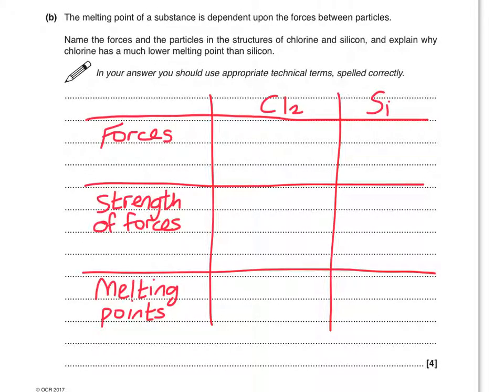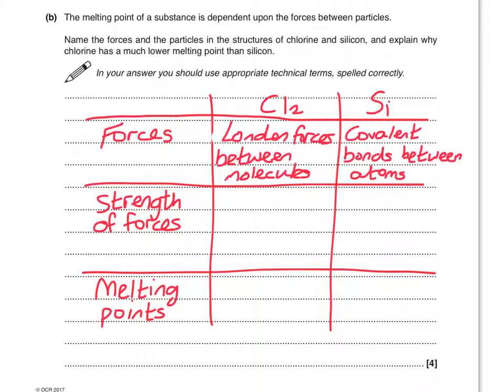Now, one possible way of doing the answer would be to do it like a table, rather than having to do lots and lots of sentences. You could do it bullet point wise as well, obviously, but I'm just thinking about ways in which you can minimize the amount of writing you're having to do. It's important to be quite specific about how you describe the forces. Just saying London forces, for example, wouldn't be enough. You have to say that it's between molecules, and likewise for your silicon, it's covalent bonds between the atoms.